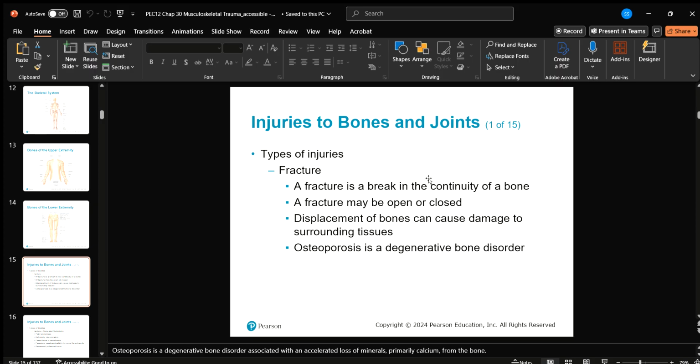And then osteoporosis is a degenerative bone disorder that weakens the integrity of the bone and makes it easier for them to break.